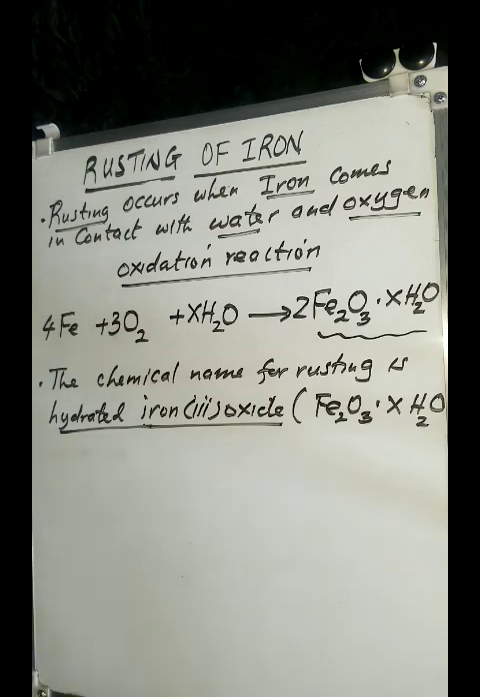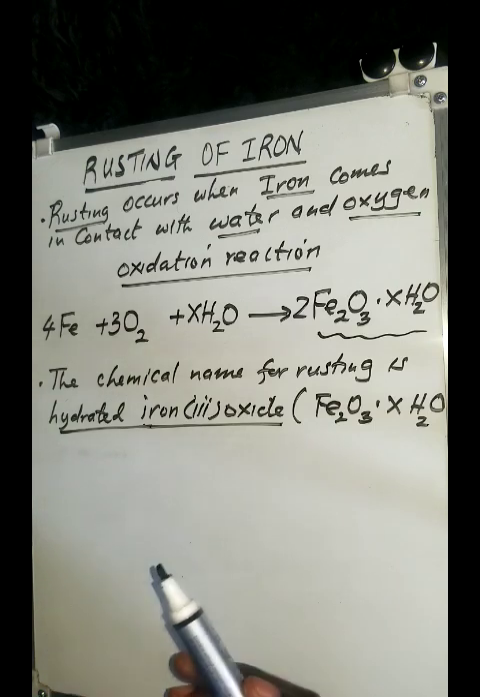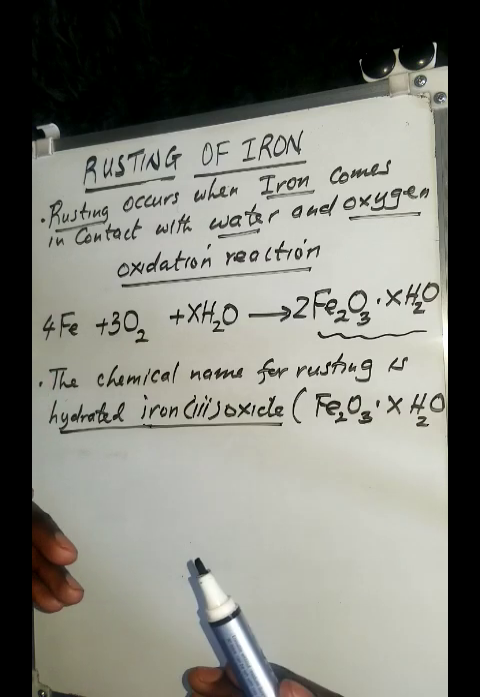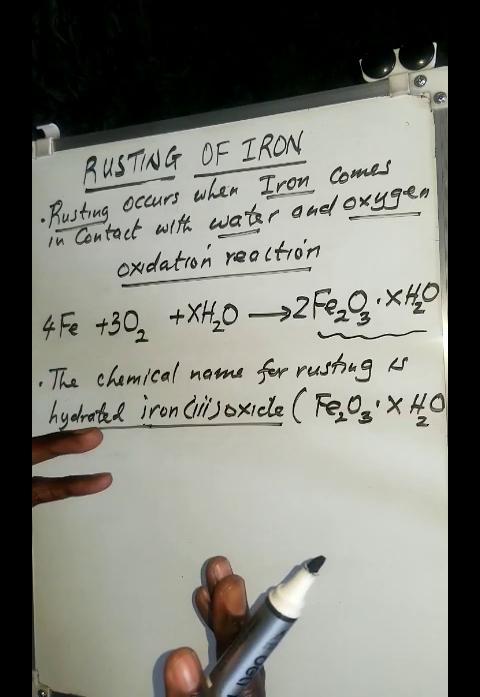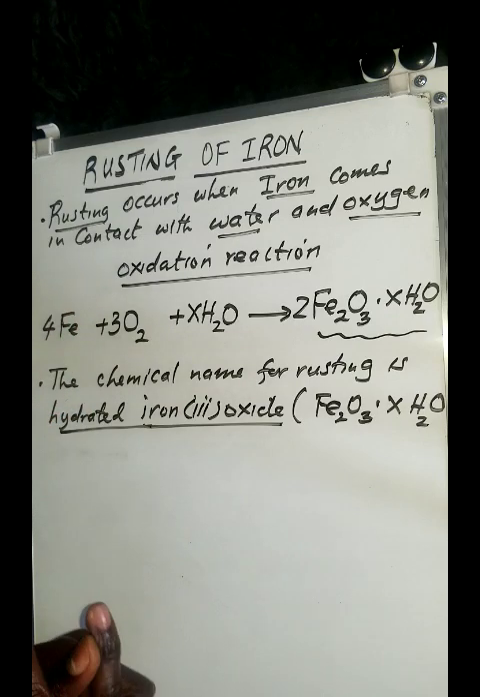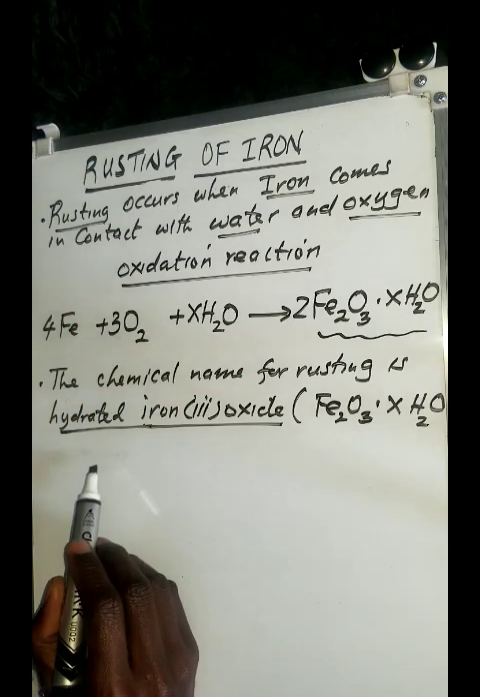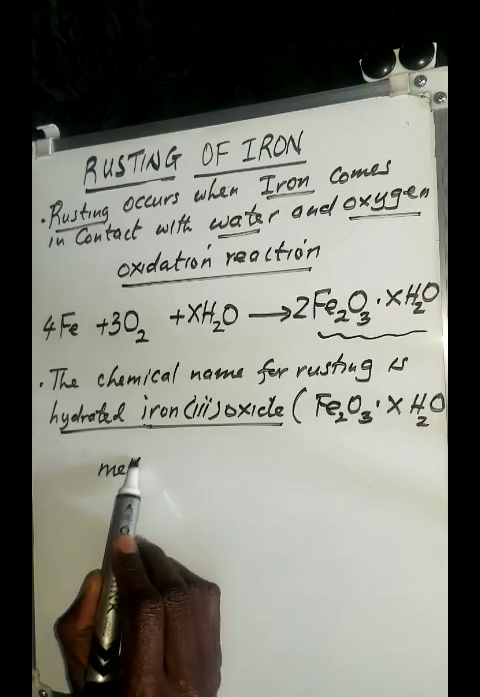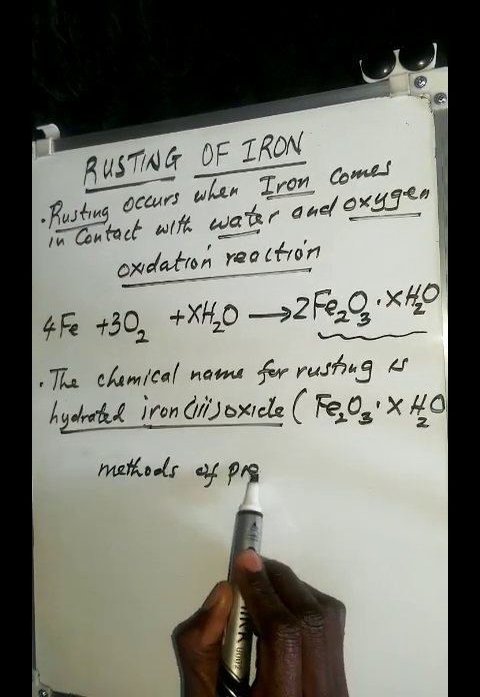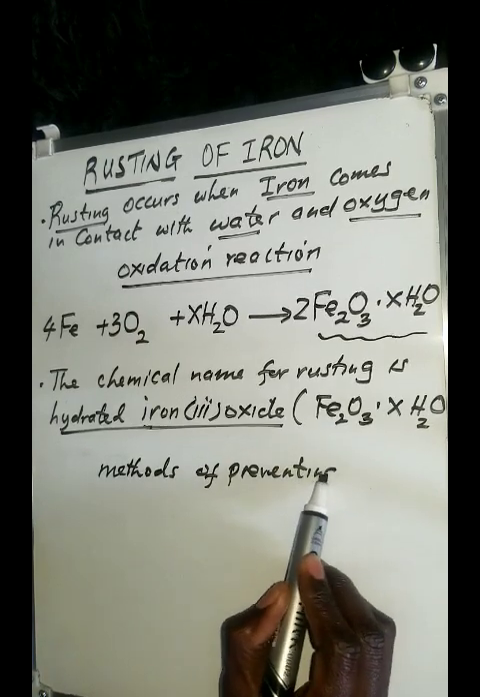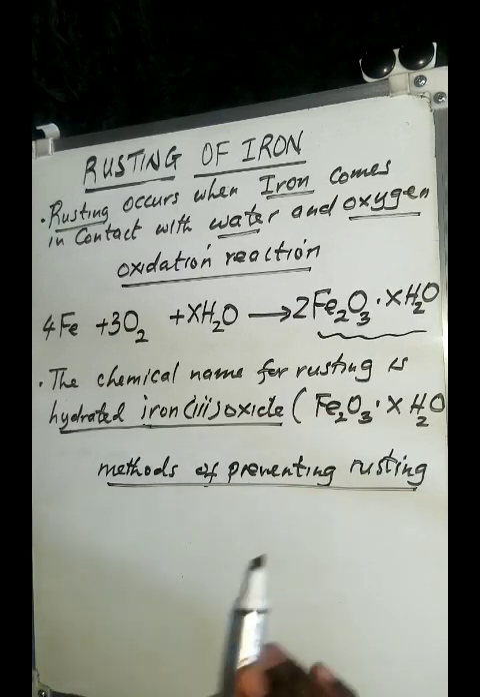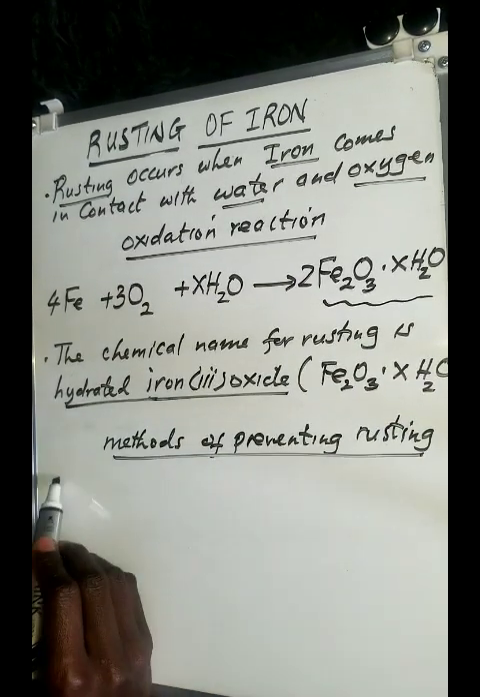Now obviously, if you want to prevent rusting, it simply means that you need to prevent water and oxygen from getting in contact with a metal substance like iron in this case. So let's talk about methods of preventing rusting. What are some ways that we can prevent rusting?